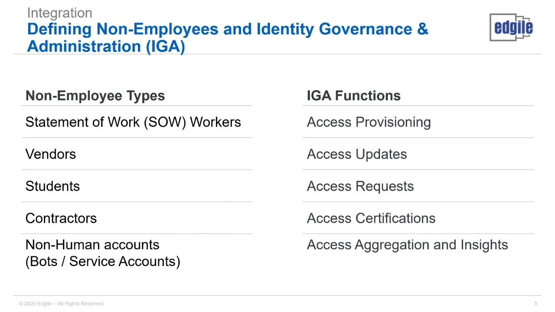Now, who are these non-employee types we are talking about in this presentation? Again, this is not an exhaustive list; these are just the more common ones we have seen. We are talking about statement of work workers, vendors, students, contractors. We also include non-human accounts, which could be service accounts and bots. And as I said, different organizations may have different ways of naming their non-employee population, business partners, and so on and so forth.